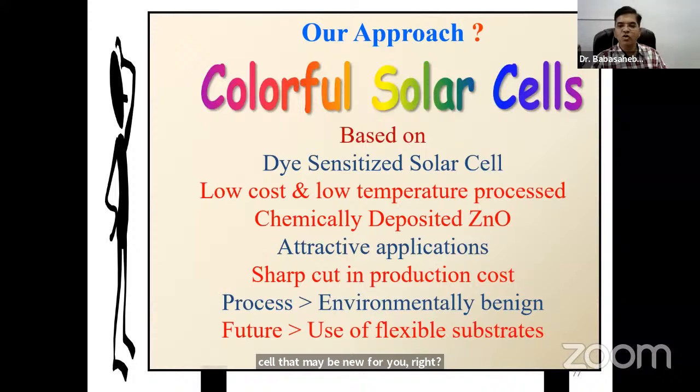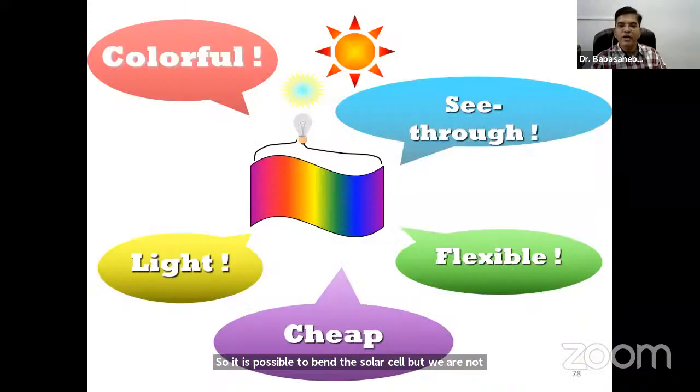It is a low cost and low temperature process that we are adopting to make the zinc oxide, so that it can have attractive application along with a sharp cut in production cost. In our approach, we are thinking of a flexible substrate. So it is possible to bend the solar cell, but we have not succeeded to that point. What we made had certain targets: a colorful solar cell, to see through.